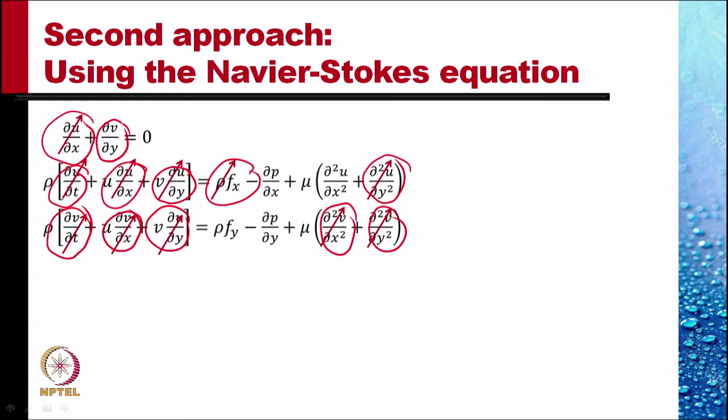That means v is not a function of y. V at the lower plate is 0, v at the upper plate is 0, and v is not a function of y, so that means v must be 0 everywhere. So after dropping all these terms, we recover the same equations as we had in the last slide: d square u by dy square is equal to P prime by mu.